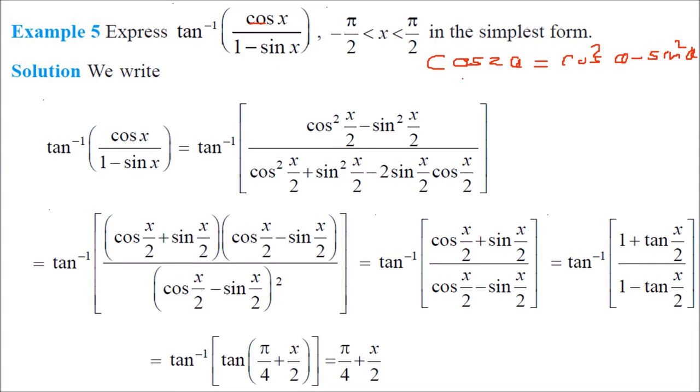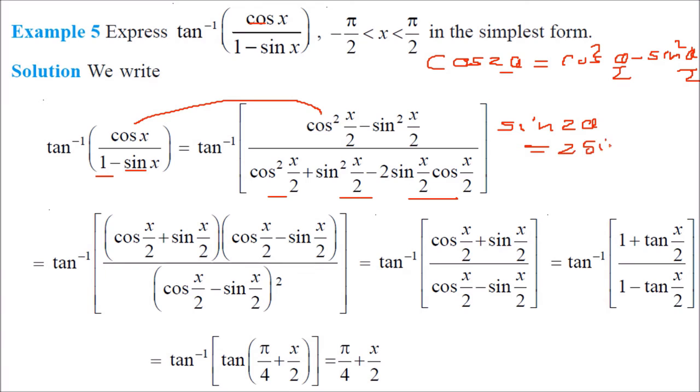So cos x will be, what will be cos theta? That will be equal to cos square theta by 2 minus sin square theta by 2. For cos x, you can write cos square x by 2 minus sin square x by 2. Similarly, for 1, you can write sin square theta plus cos square theta. And for this sin x, you can write 2 sin x by 2 cos x by 2, because sin 2 theta will be equal to 2 sin theta by 2 cos theta by 2. For this, you can write 2 sin x by 2 cos x by 2.